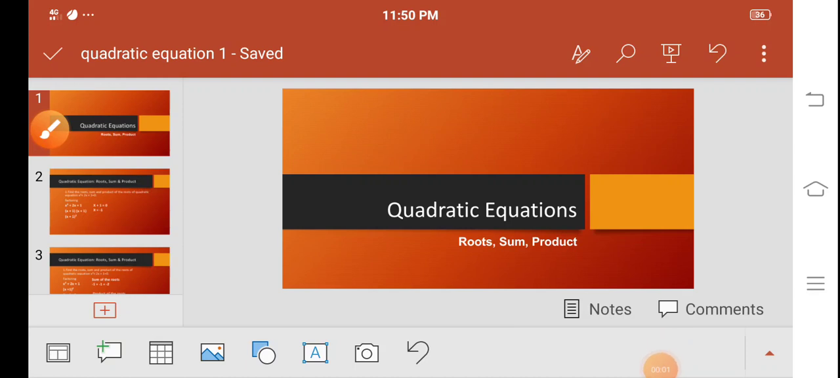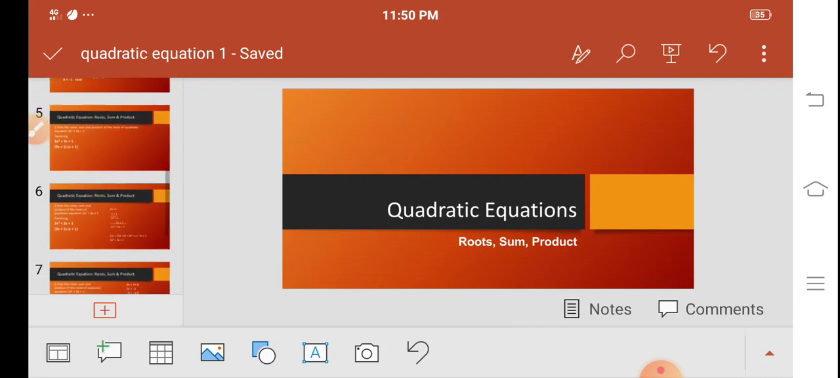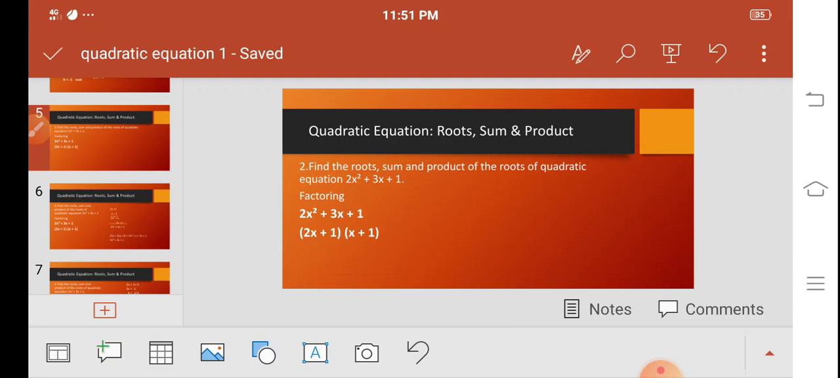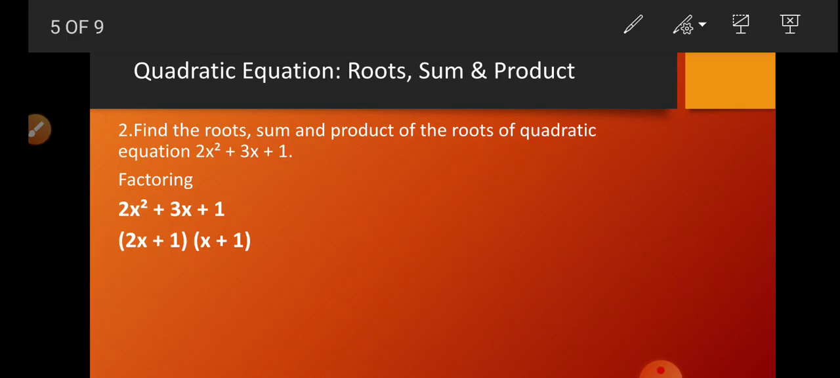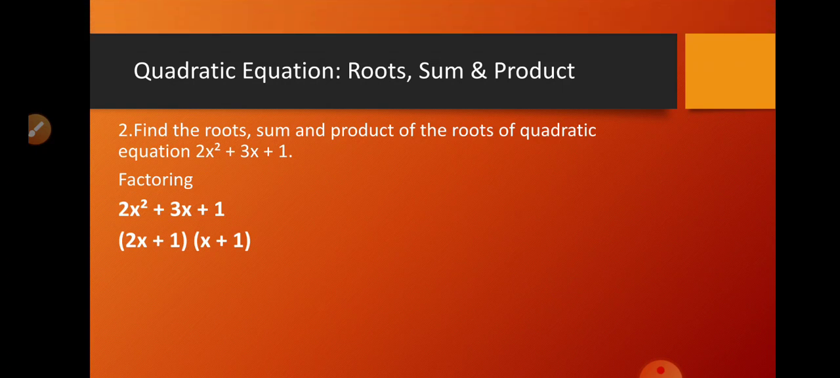Let us take another example of how to find the roots and the sum and product of the roots of quadratic equations. Here is an example. Find the roots, sum and product of the roots of the quadratic equation 2x squared plus 3x plus 1. So again, we can make use of factoring. In this case, we are given 2x squared plus 3x plus 1.